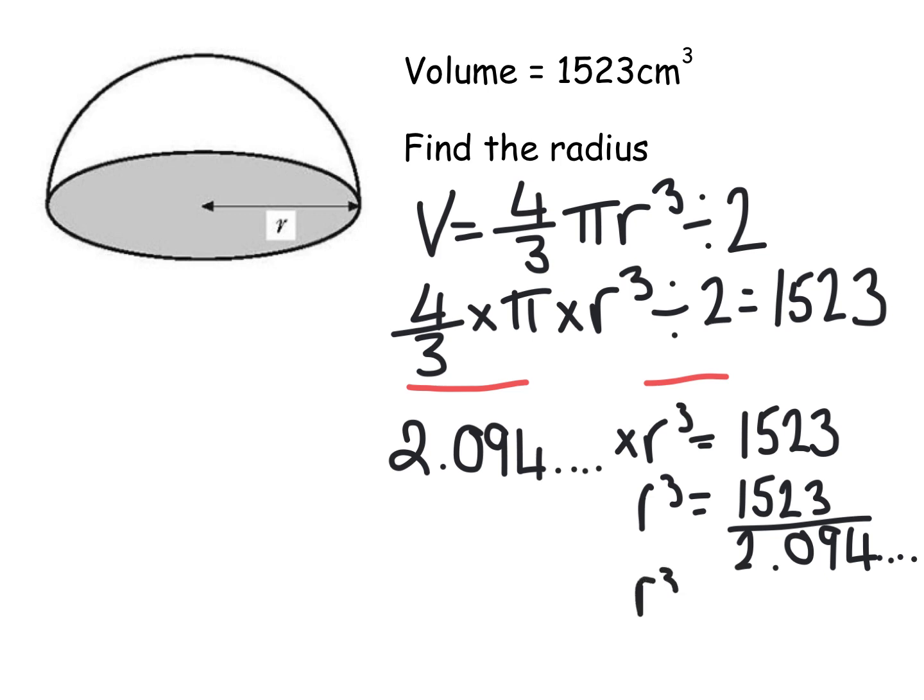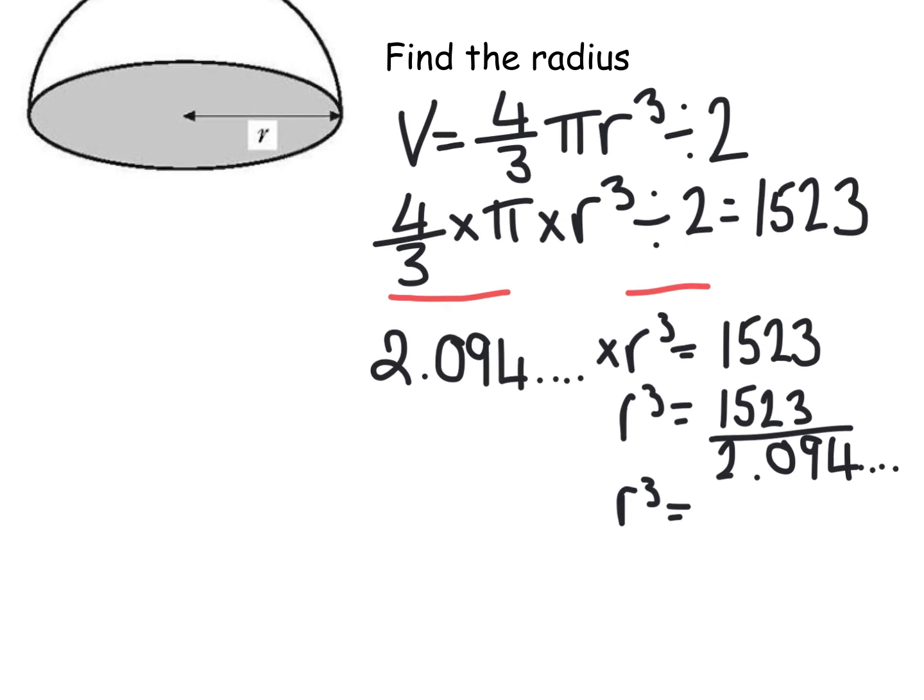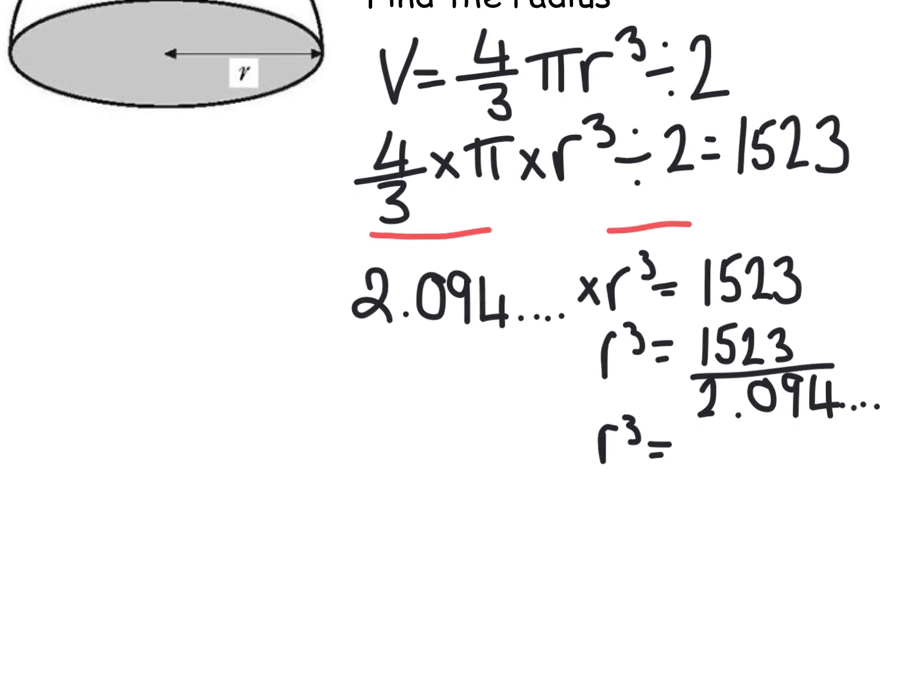Now if you go and type this in, r cubed equals, so I'm just doing 1523 divided by my answer button, and it is giving me the answer of 727.178, and it goes on and on and on. To undo r cubed, you do the cube root of this number.